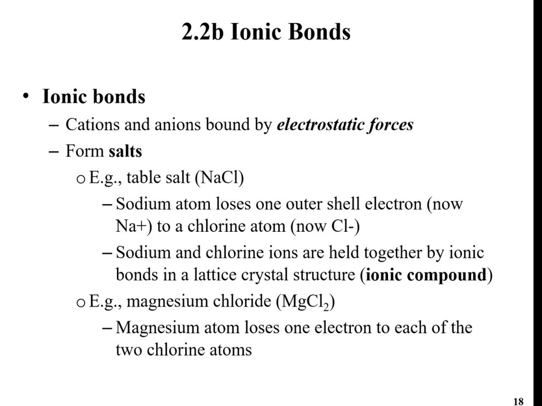Ionic bonds. Cations and anions are bound by electrostatic forces, and they form salts. Let me see if I can show you what I mean. Okay. So the sodium atom in sodium chloride loses 1 outer shell electron and becomes a positive sodium ion. And it loses that outer shell electron to a chlorine atom, which then becomes a chloride ion. Sodium and chlorine ions are held together by ionic bonds in a lattice crystal structure called an ionic compound.